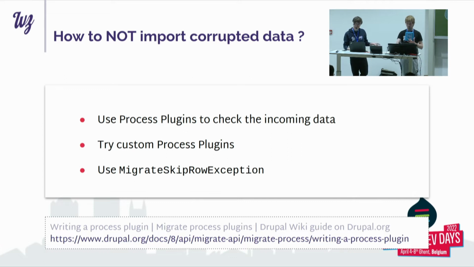Another way to do it, if your source data is really specific and you can't find any process plugin to handle it, is to create your own custom process plugins, in which case you would probably want to throw an exception, which is the MigrateSkipRowException. I've included a link to a documentation to help you write your first process plugin if you need it. But anyway, there is a plethora of process plugins that already exist right now.